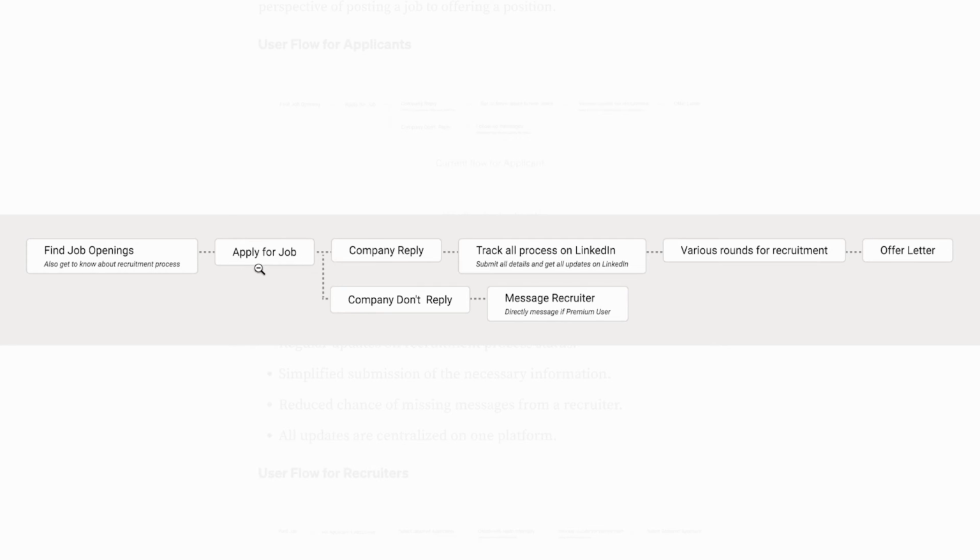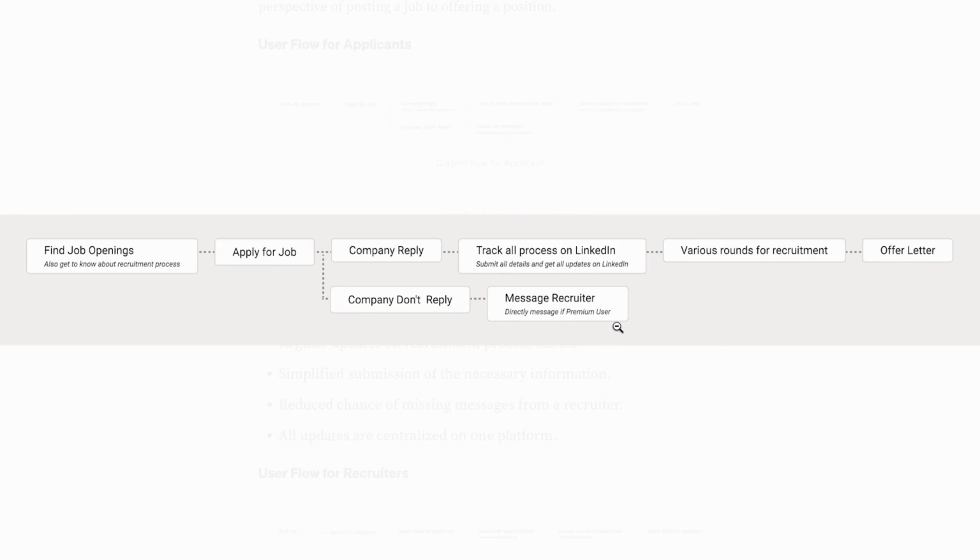So fine, you apply for the job, the company replies, and track all process on LinkedIn. Submit all details and get what details, right? And get all updates on LinkedIn. All right, this is fine. Then various rounds for recruitment and offer letter. All right. So here again, I spoke about what happens if you're rejected, etc., right? This is not a good user flow. Now, if the company doesn't reply, message the recruiter.